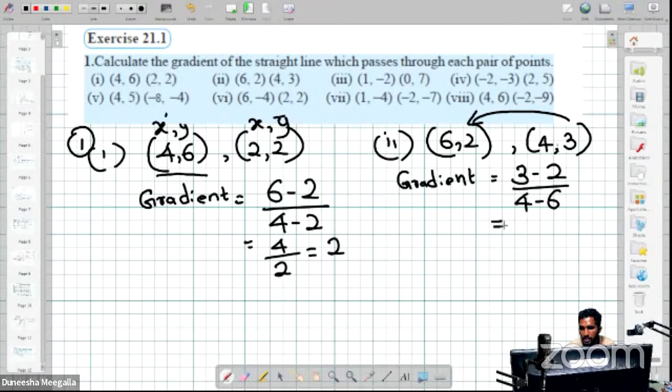Then 3 minus 2 divided by 4 minus 6. Then 3 minus 2 is 1. Then 4 minus 6 is how much? Minus 2. What is minus 1 over 2? Is it your answer? Did you get the answer? If you got this answer, raise hand.